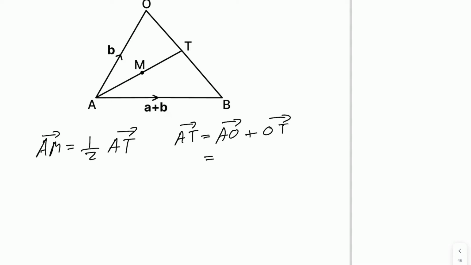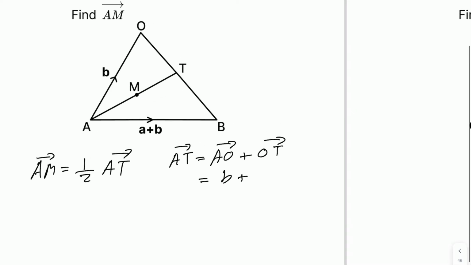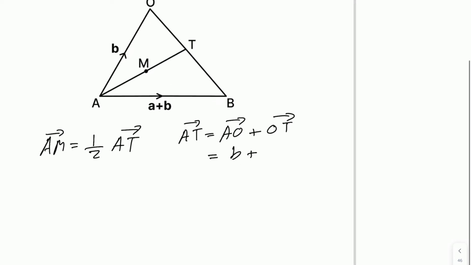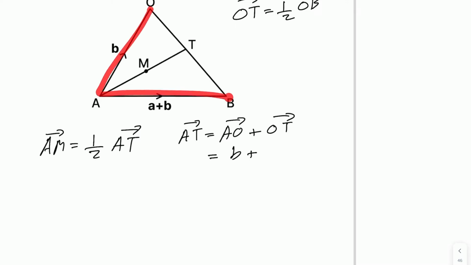Now A to O is B. I don't know what O to T is. However, I know that T is a midpoint. And remember, like I said before, whenever you're looking for a midpoint, O to T is just going to be half the full length. So O to T is just half the full length of O to B. So now I just need to find O to B. But I can find that because to go from O to B, I can go this way. So I'll just do that in here.